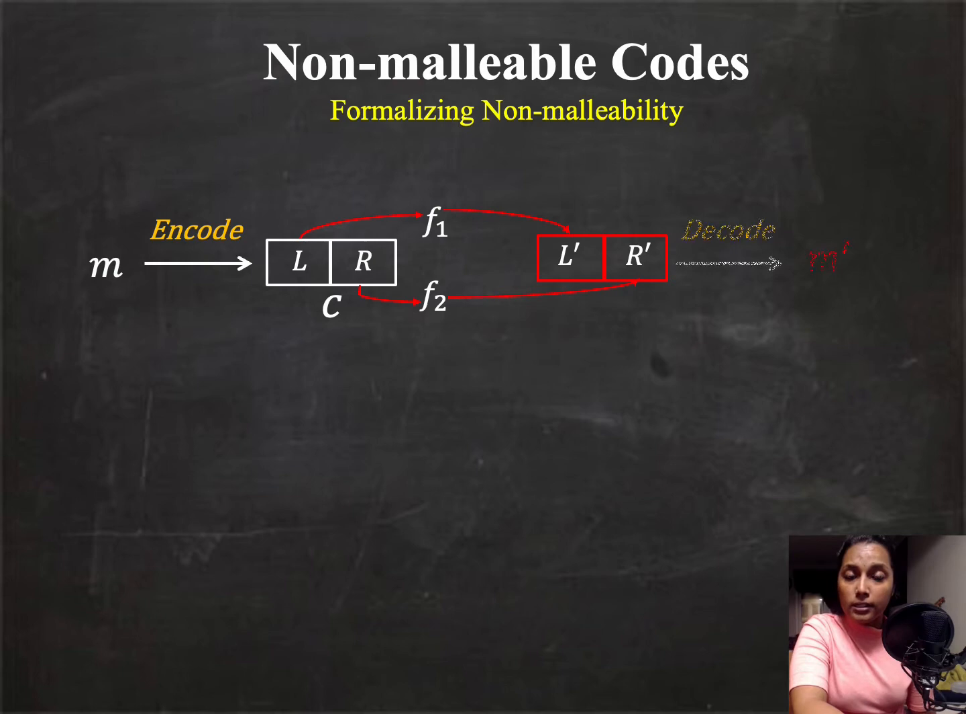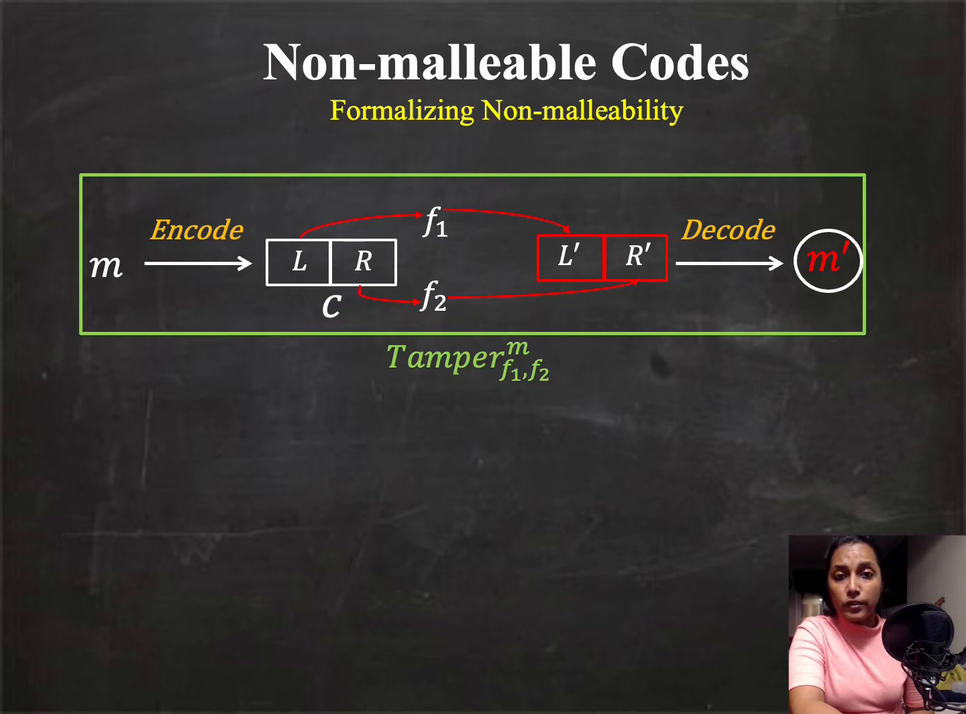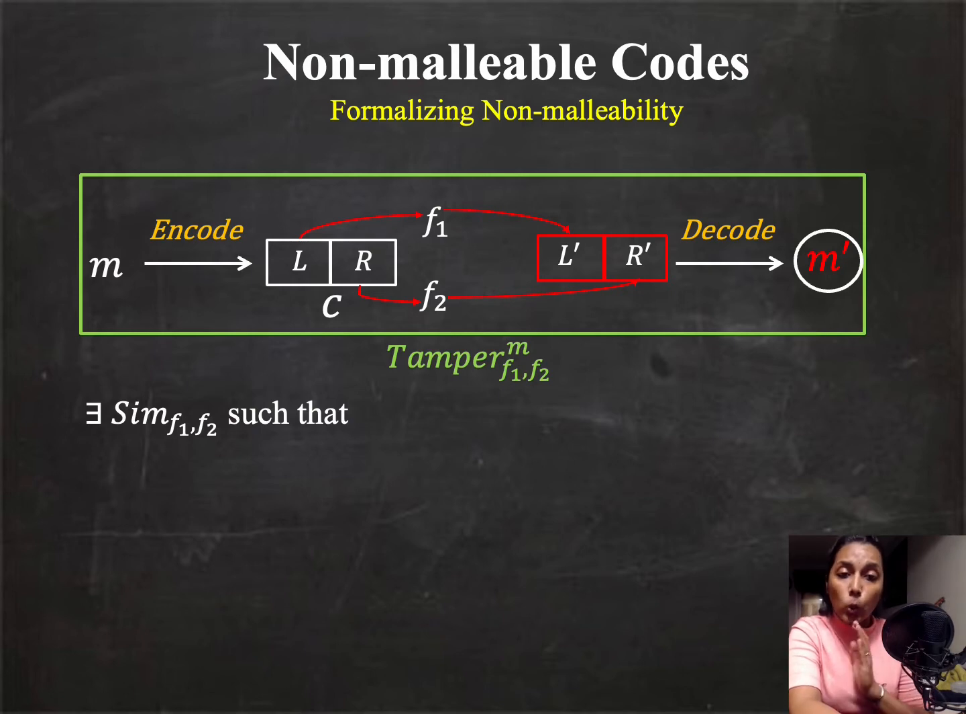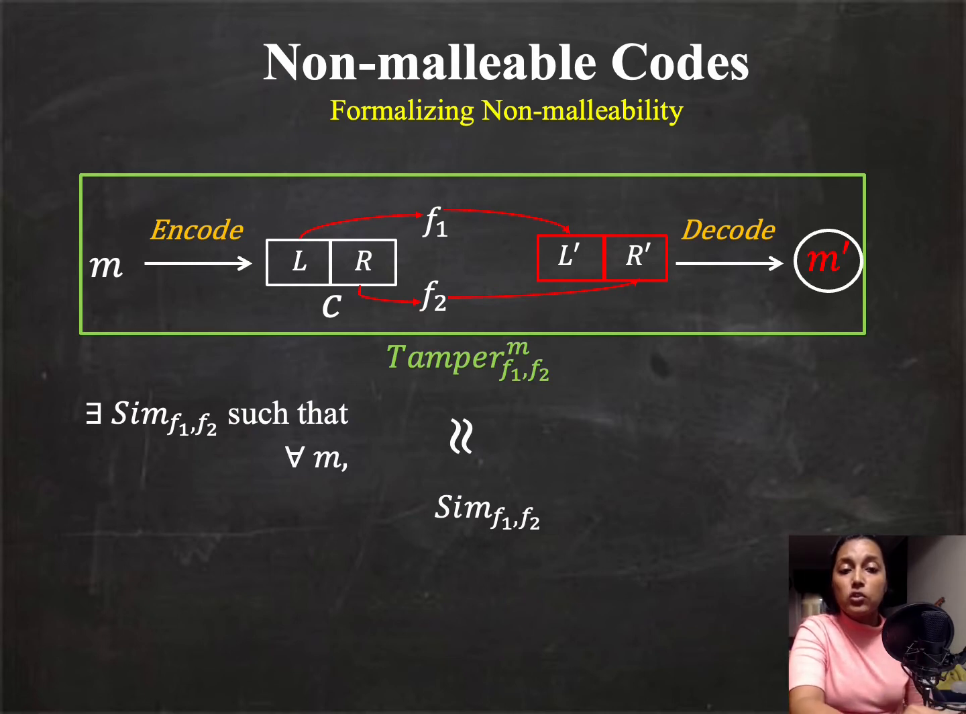Under such a tampering attack, let's say you decode and recover the M prime. I'm going to define this distribution on the recovered M prime by this tamper random variable, which if you notice depends on the message choice M and the functions that the adversary picks, which are f1 and f2. So to capture independence, the guarantee under this definition is that there exists a simulator distribution which only depends on f1, f2, such that regardless of the choice of M, so for all M, the tamper random variable turns out to be statistically close to the simulator random variable.